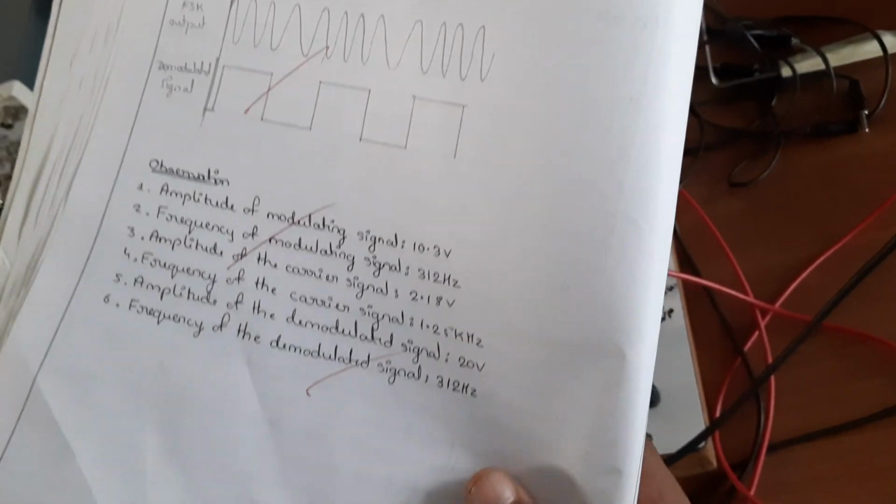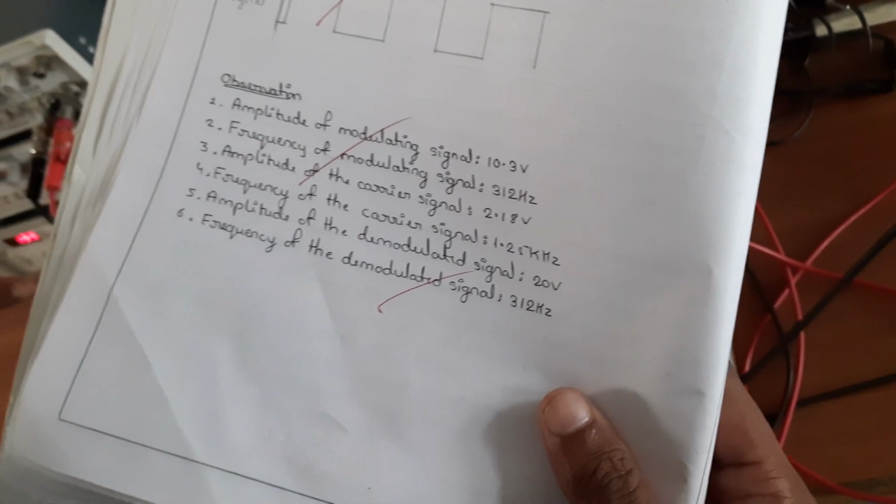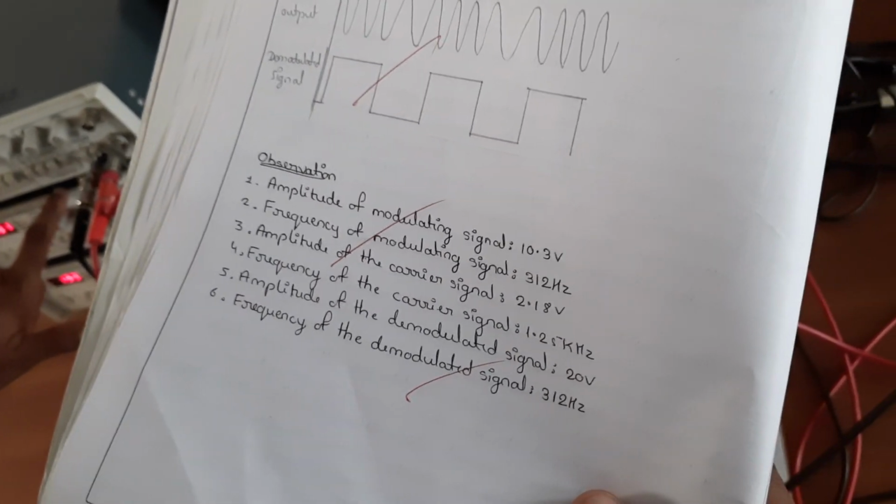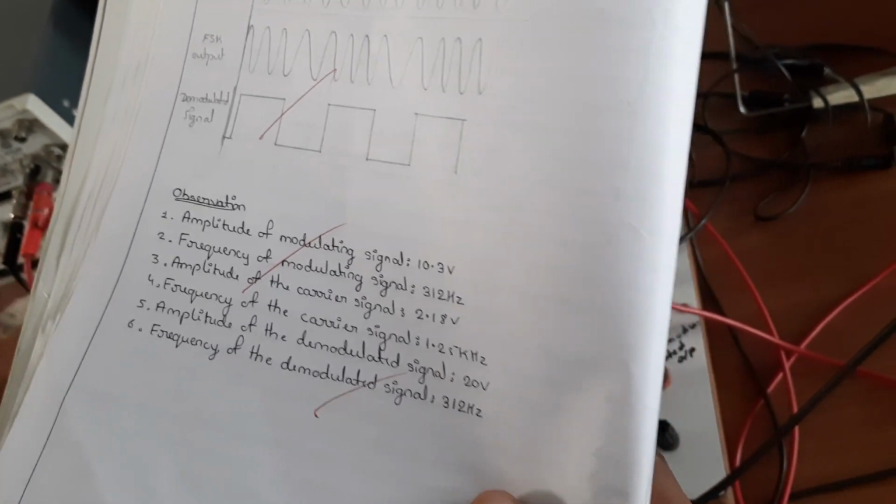Here again, note the amplitude of the modulating signal and the frequency of the modulating signal, then the amplitude of the first carrier signal and the frequency of the first carrier signal, and the amplitude of the second carrier signal and the frequency of the second carrier signal. Then you have to go for the demodulation.